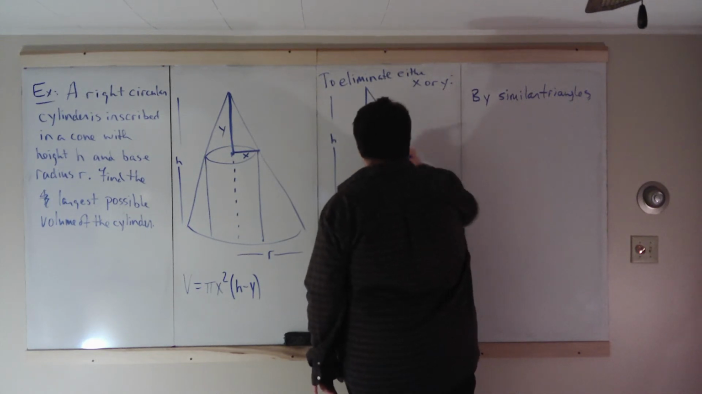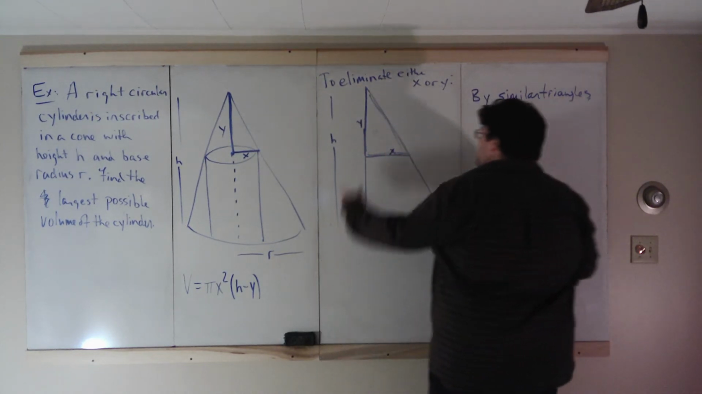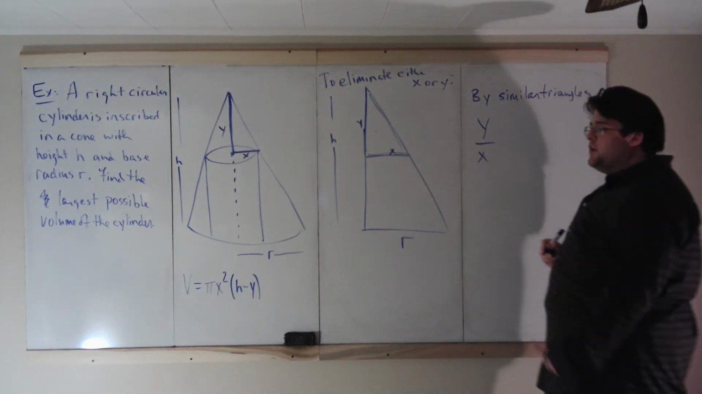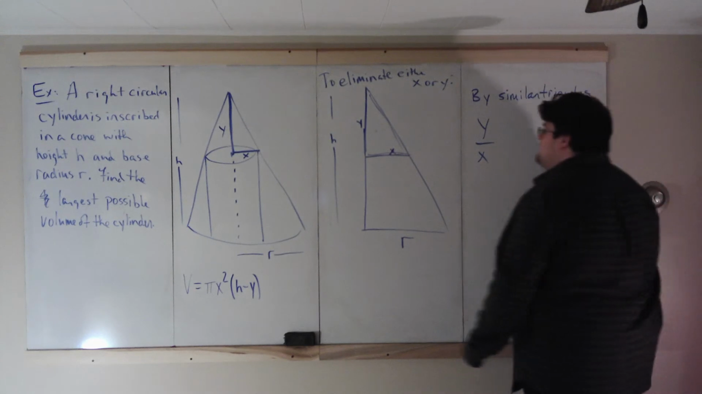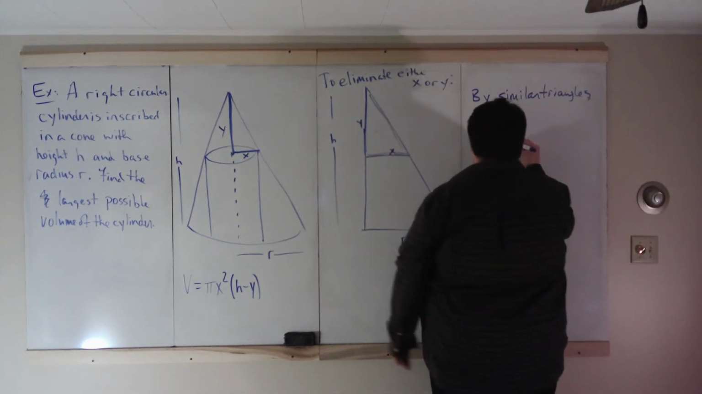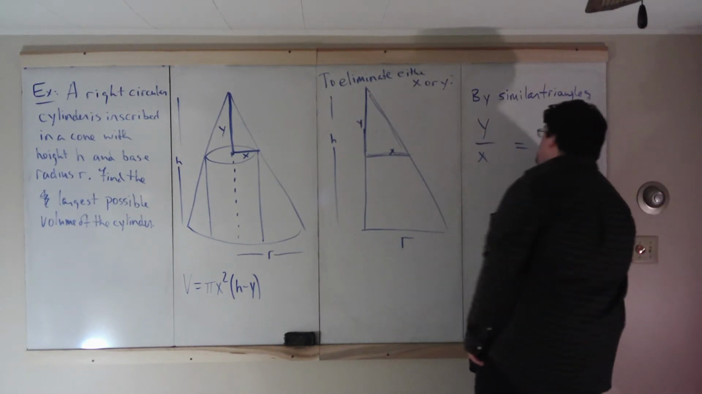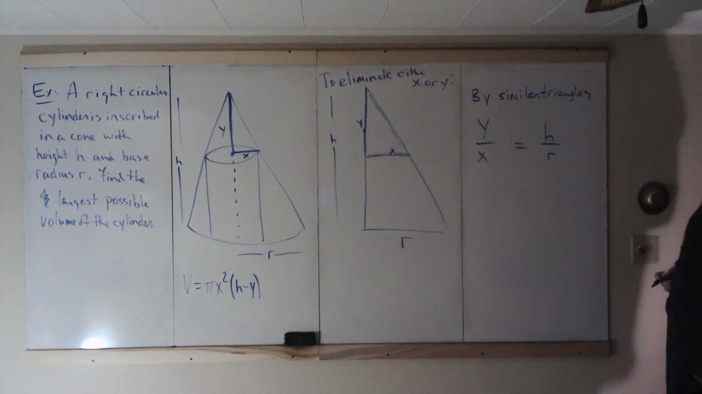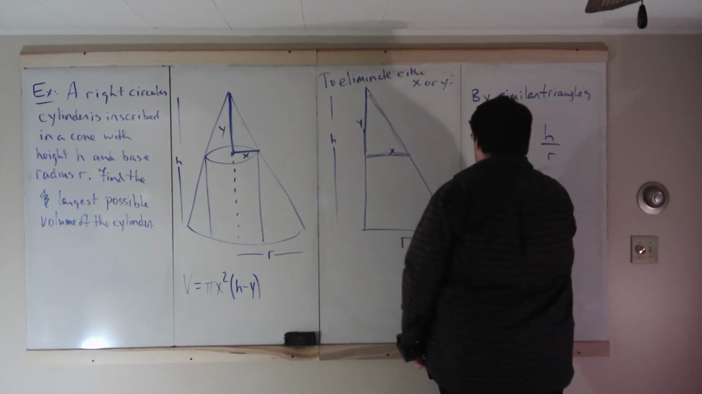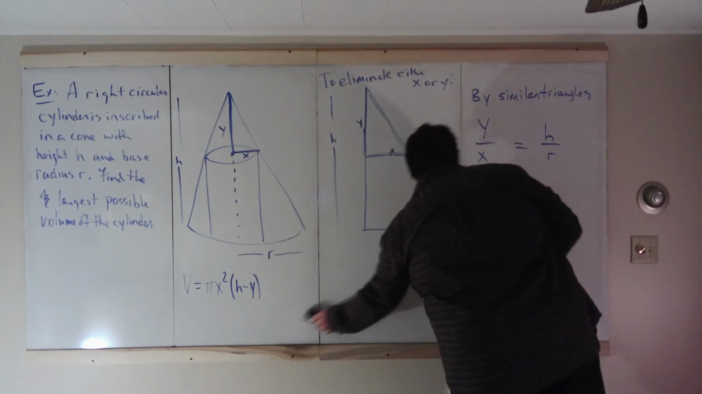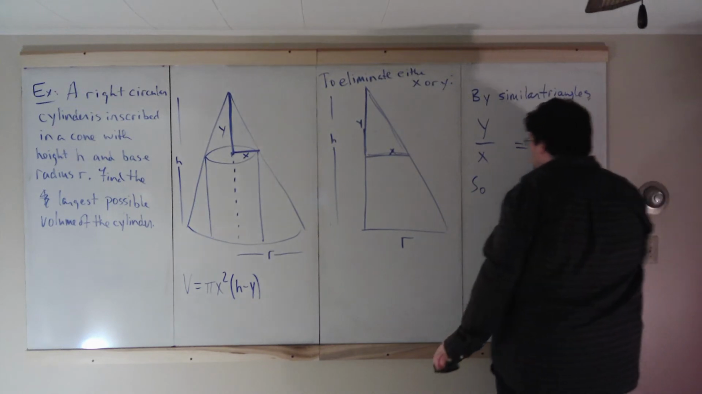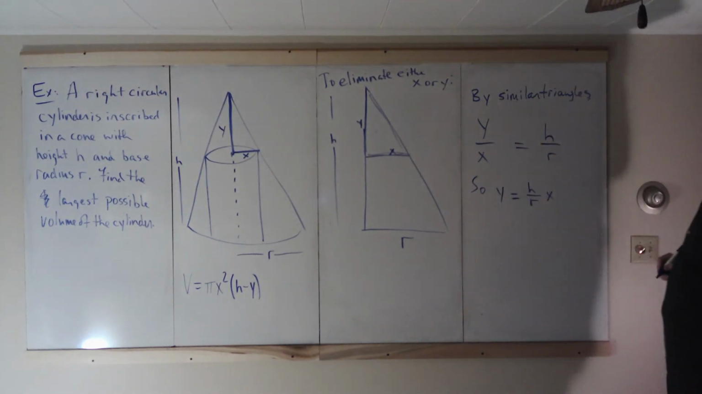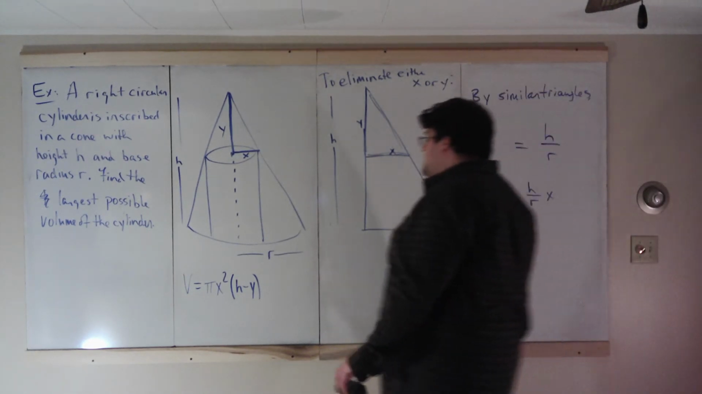Here's our small triangle. I'm going to take y over x equals the same ratio of the larger triangle, h over r. And right here, this gives us a relation between x and y. So I'll solve for y. So y equals h over r times x. And we can substitute that into our volume equation.